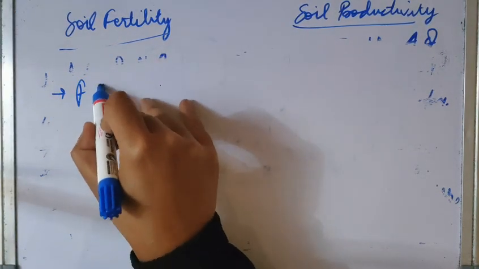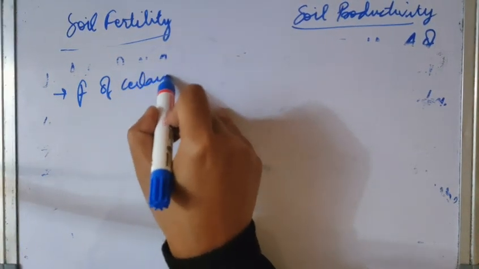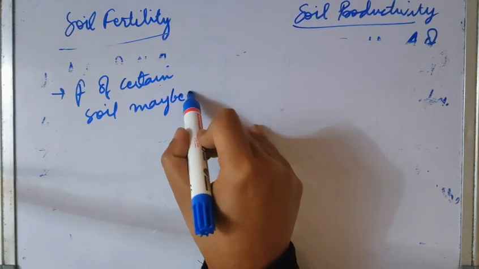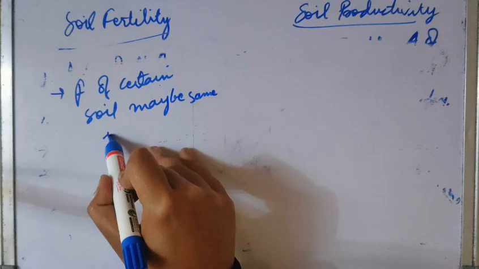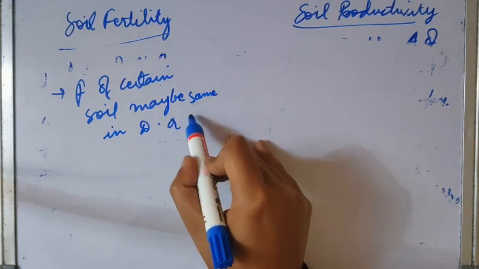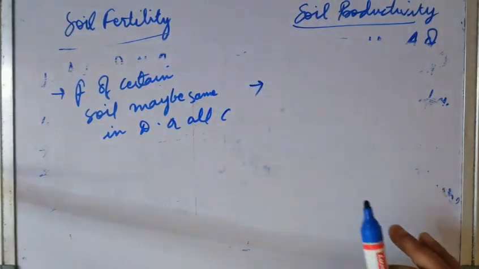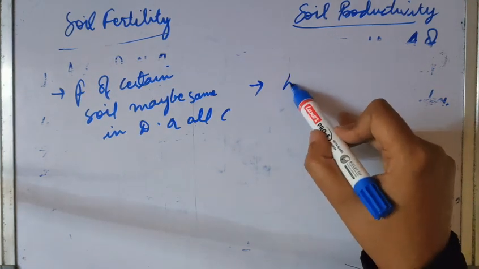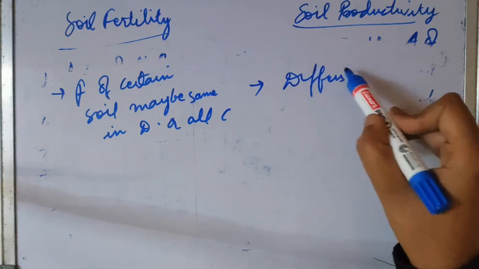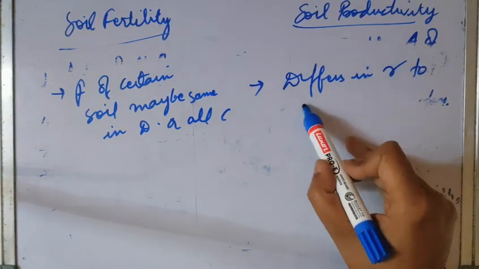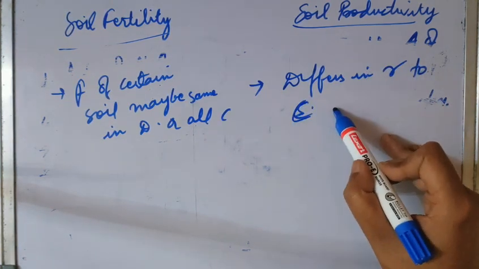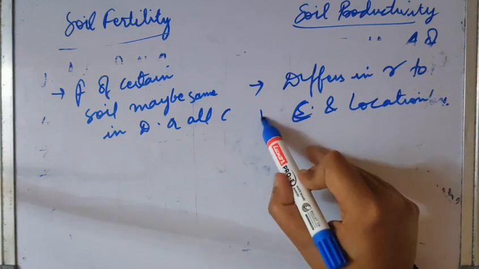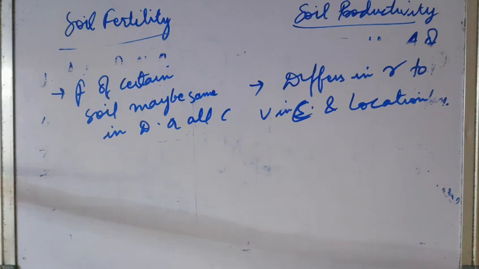Fertility of certain soils may be the same in all climates, while it differs in response to variation of climate and location. While soil productivity differs in response to climate and location. Variation in climate and location.